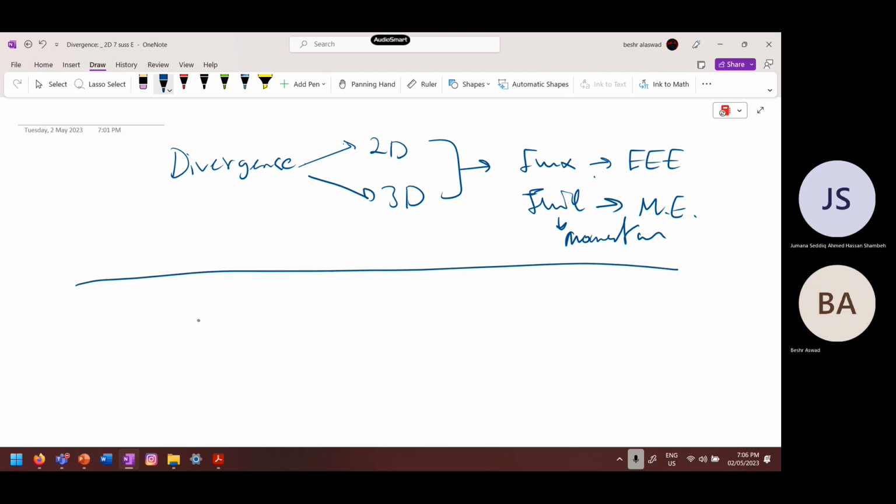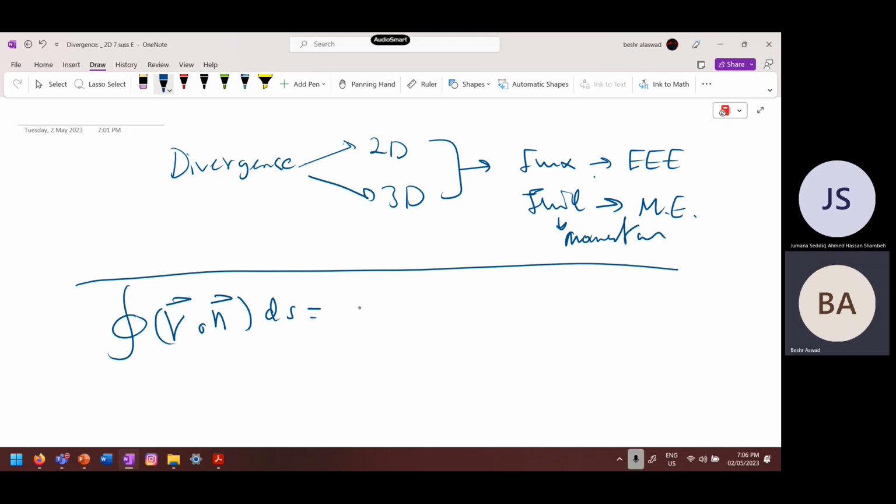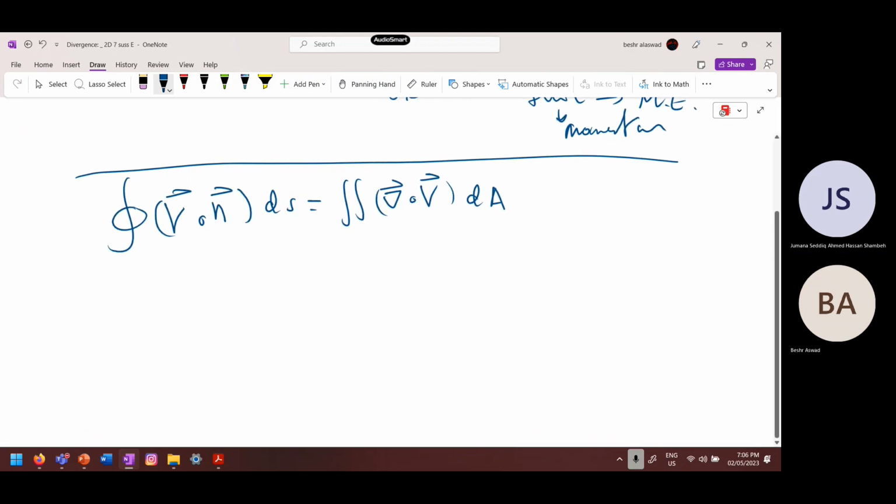Okay. The equation that we're going to use in divergence is the line integration of the given vector dot product the normal vector ds is equal to the double integration of the divergence, not the curl. You can see that it's similar to Green's theorem, but it's not. It's actually easier. Okay. These two are equal to each other.